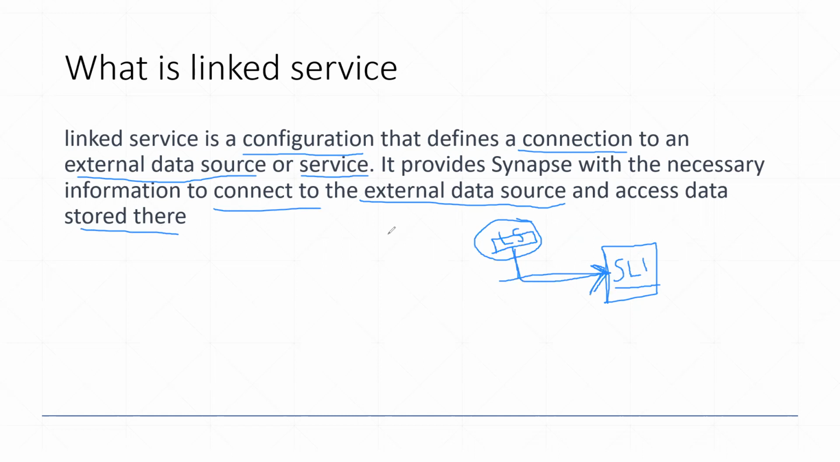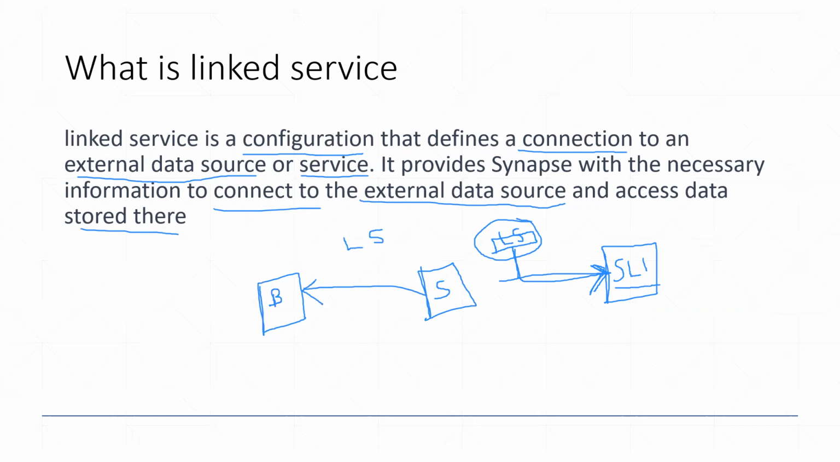For example, let's say you have some data stored in blob. This is blob. And you want to analyze the data in Synapse. This is your Synapse workspace. Now you want to analyze the data which is stored in the blob. To do this, you would need to create a linked service in Synapse that will connect the Synapse to this blob. The linked service would provide Synapse with the necessary information to connect to the blob and access the data stored in there.